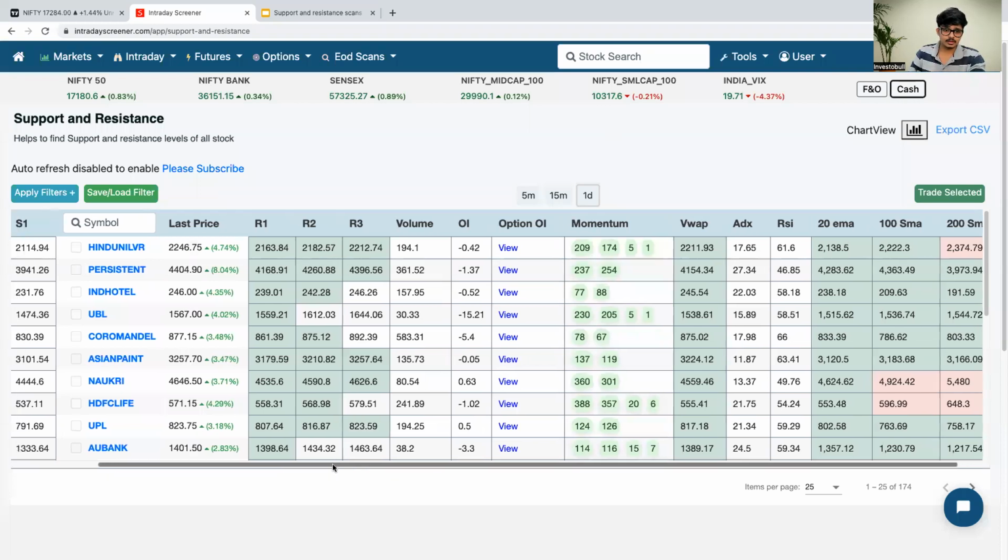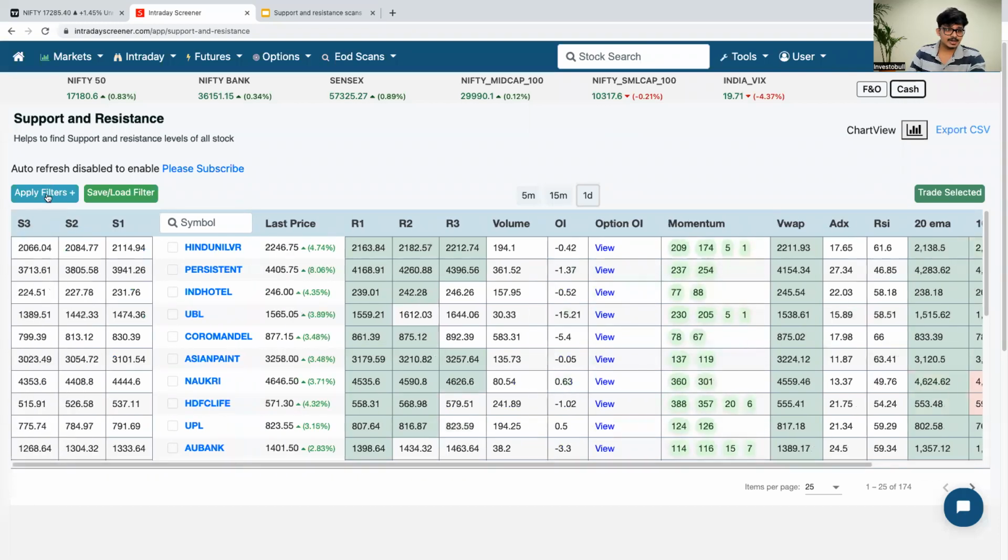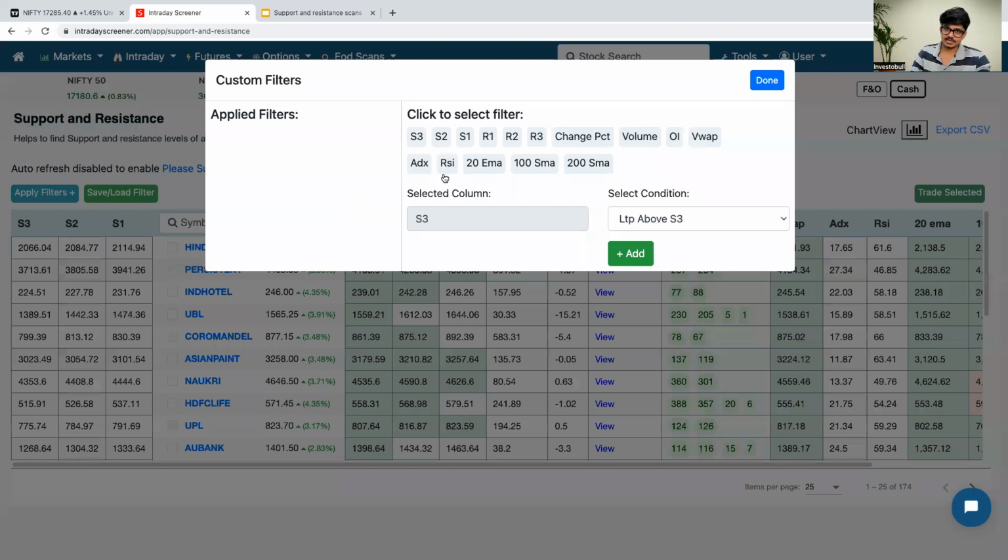There is an option where you can select the filters as you wish. Suppose you want to go long in a specific stock. So let me do one thing. What are the conditions we prefer if you want to go long? Let's go one by one. We would see that there are no resistance levels very near at the time of the entry point.